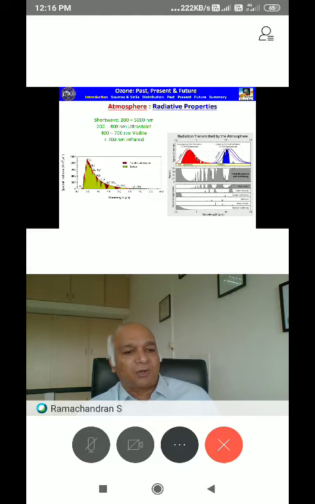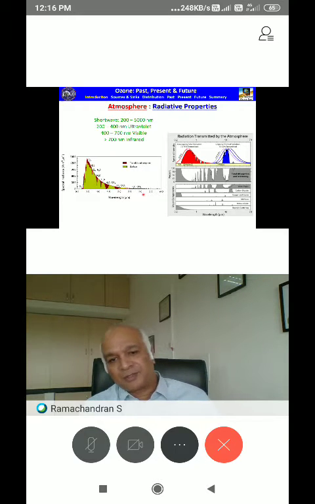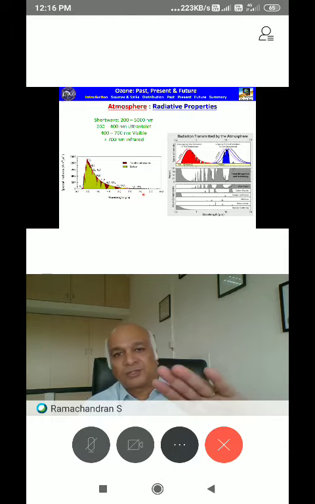What is shown in brown is at the top of the atmosphere. What we get at the surface, you can see, is a reduction because of the absorption and scattering by the gases present in the atmosphere, including carbon dioxide, methane, nitrous oxide, and ozone.